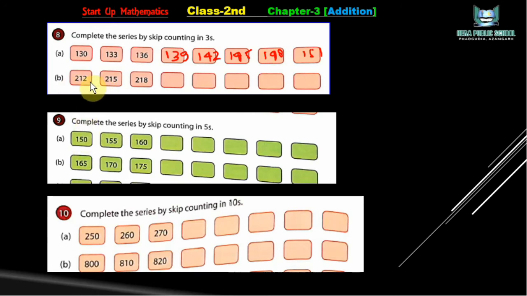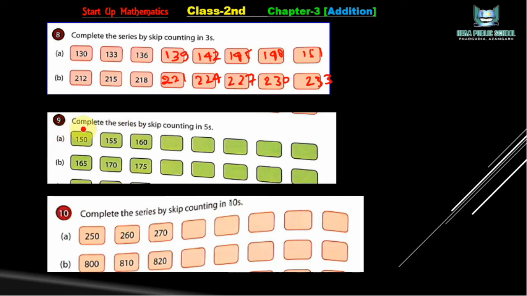Question number B is 212, 215, 218, 221, 224, 227, 230, 233. So these numbers are in 3s skip counting.